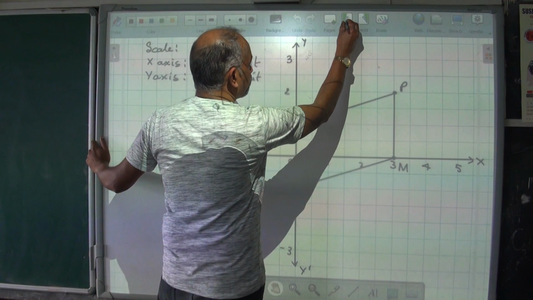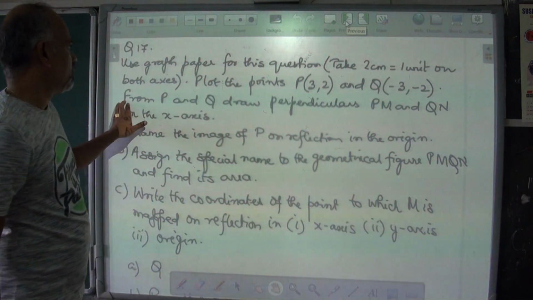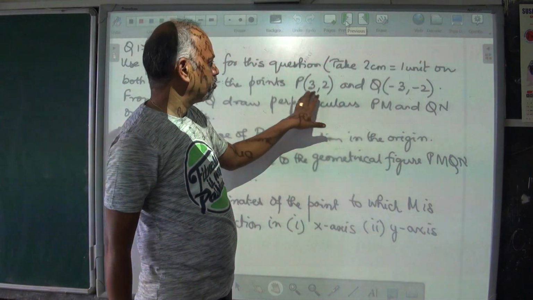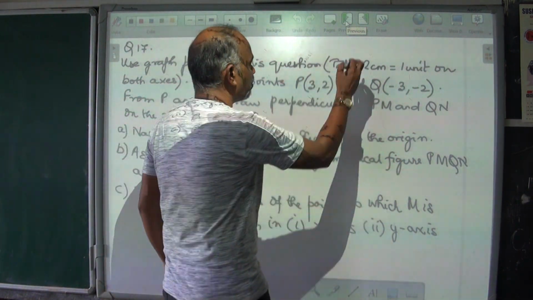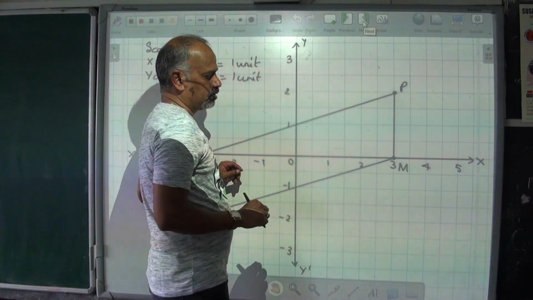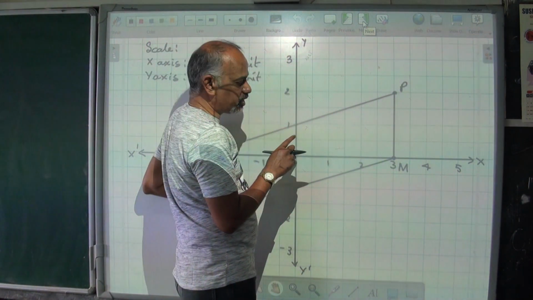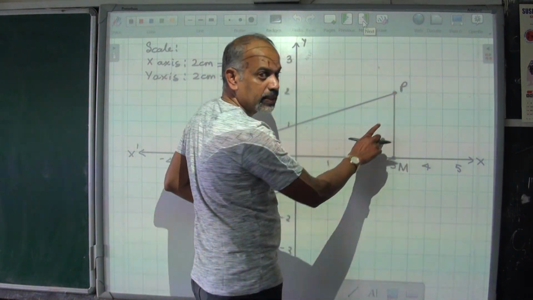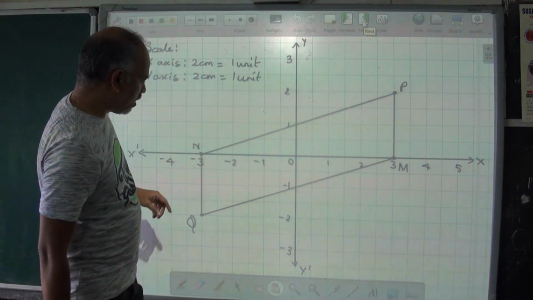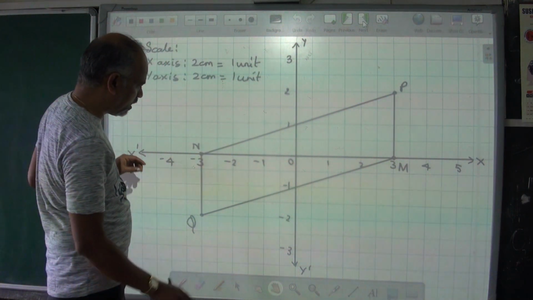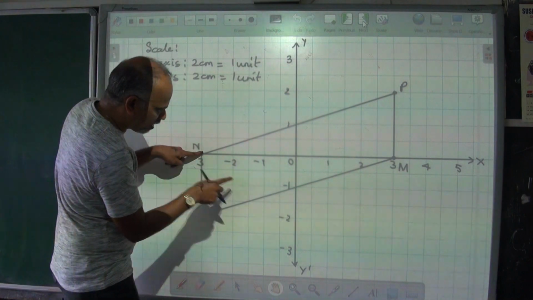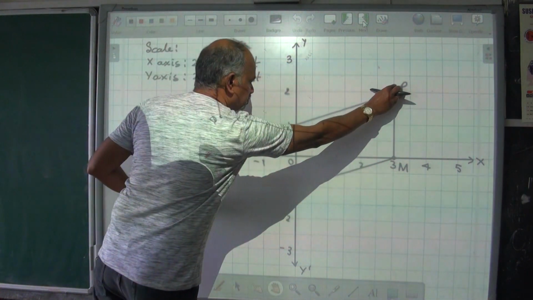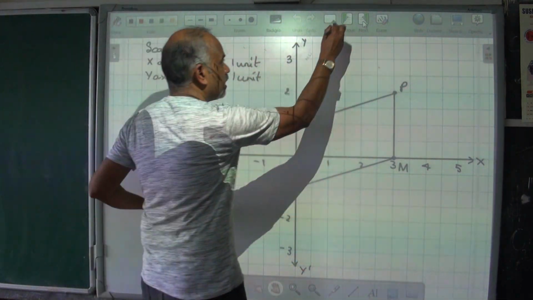Now it says plot the point P whose coordinates are 3, 2. P's coordinates are 3, 2 is the first point that you have to plot. P has coordinates 3, 2. X value 3, y value 2. Meeting point of that is P. Q's coordinates are minus 3, minus 2. Okay. X value is minus 3, y value is minus 2. Meeting point of that is Q. Okay. So both points P and Q are plotted.